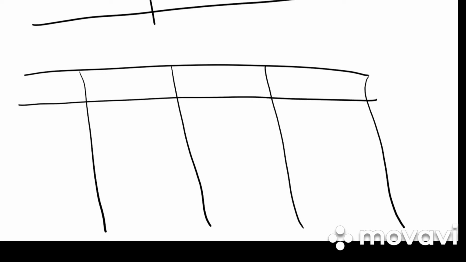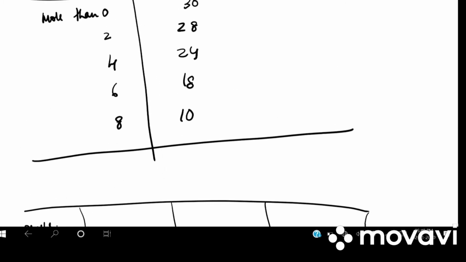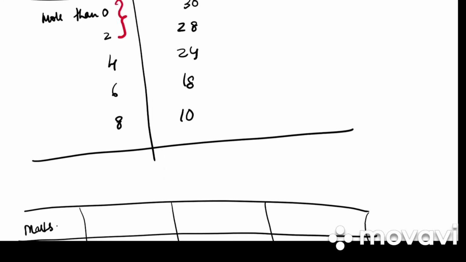So how will we work out such a problem? Same thing, we have marks, number of students, mid value and F into M. So first we have marks. They have given us more than 0. So 0 to the next class interval will be the first class interval. Then 2 to 4, 4 to 6, 6 to 10.